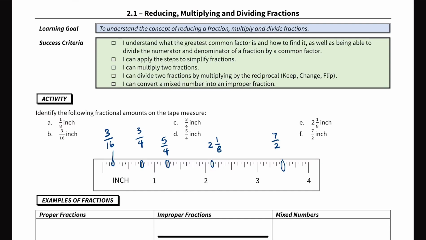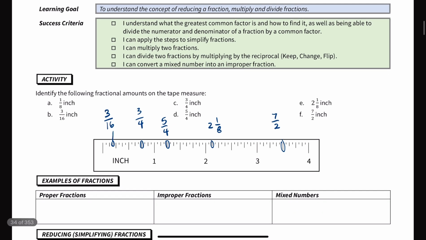Lesson 2.1, Reducing, Multiplying, and Dividing Fractions. The first part of this lesson involves an activity, one in which you should do. Identify the following fractional amounts on the tape measure.